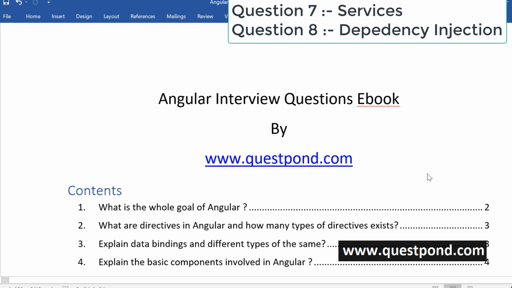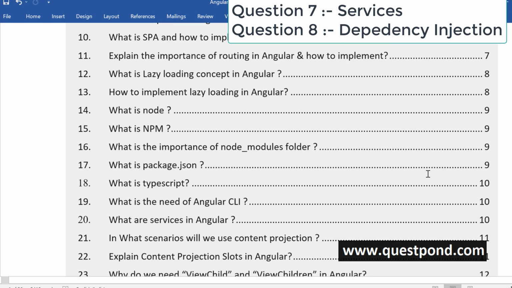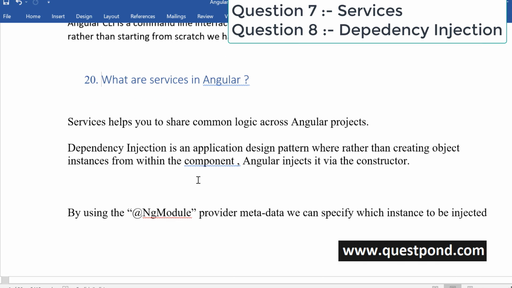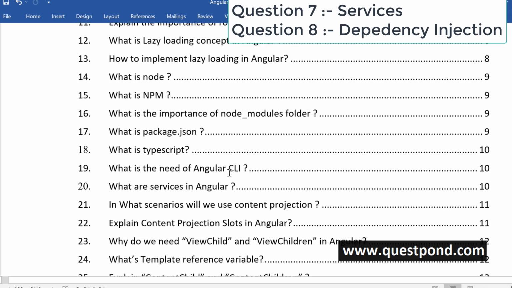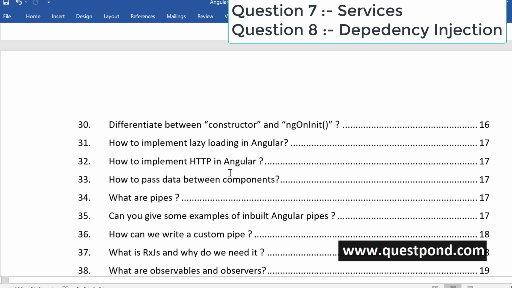No Angular interview is complete without a discussion on services and dependency injection. So definitely: what are services, how do they help us share common logic, and how do we use dependency injection by using the providers in Angular is a very, very common question.